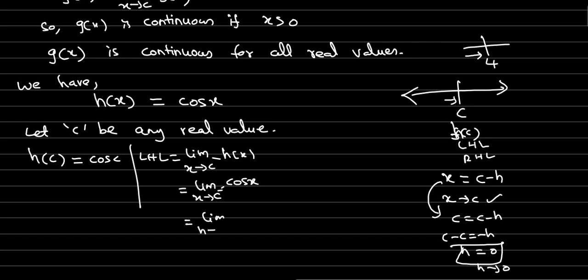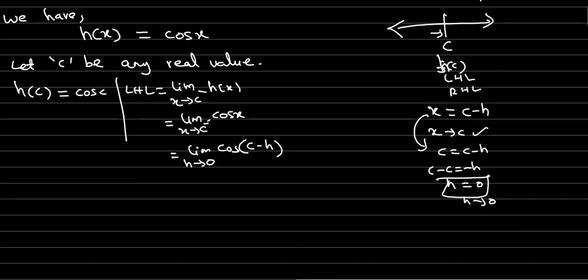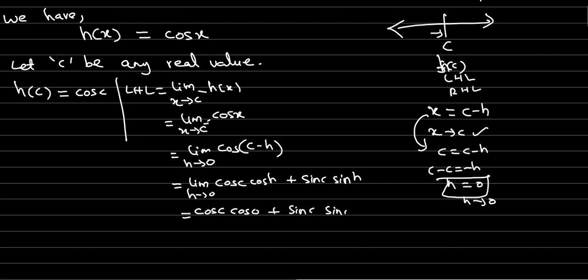Now the limit as h approaches 0 of cos of c minus h. Using the cos expansion formula for cos of x minus y, this is cos c cos h plus sin c sin h. Now apply the limit: cos c cos 0 plus sin c sin 0. Sin 0 is 0, and 0 multiplied with sin c makes the entire term 0. Cos 0 is 1, and multiplying anything by 1 gives the same term, cos c. So the left hand limit gives the result cos c.